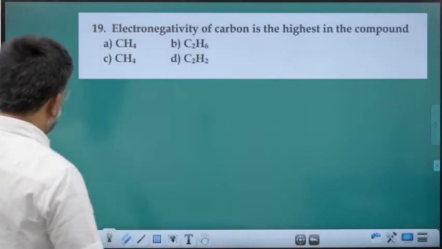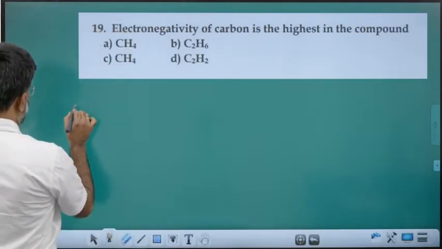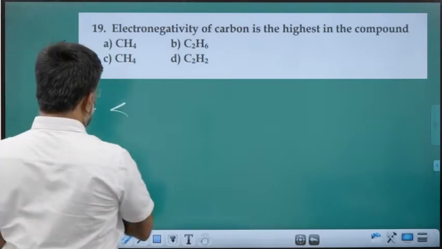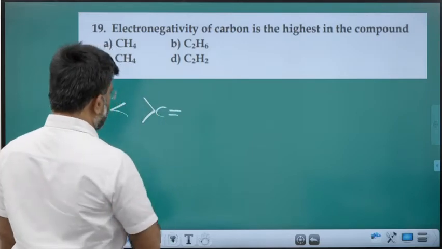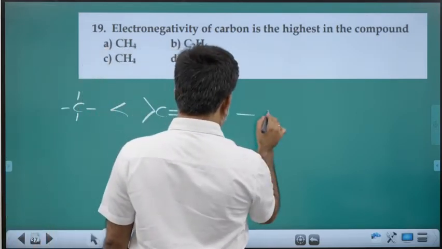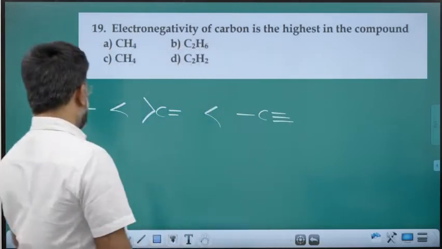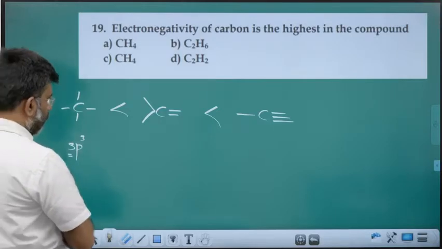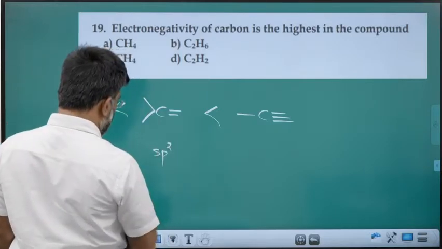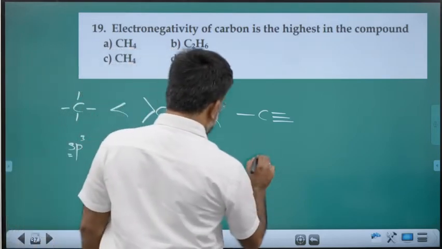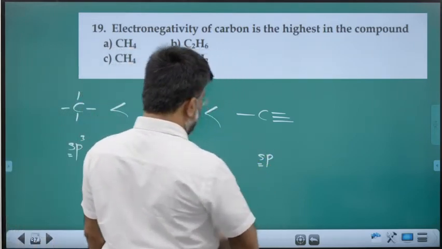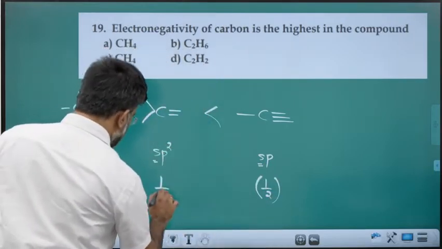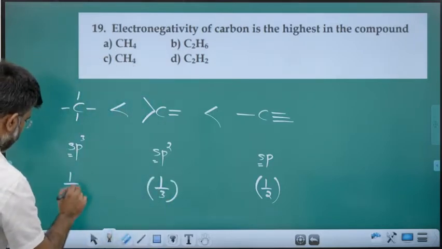And as far as organic molecules are concerned, if you take this carbon, it is less electronegative compared to this carbon, which is less electronegative compared to this carbon. All of you know this is sp3 hybridized carbon. The percentage S character is low. Here it is sp2 hybridized carbon. The percentage S character is increasing, and here it is sp hybridized carbon. The percentage S character is high. Here it is 50% S character, here 1/3 S character, here 1/4 S character.